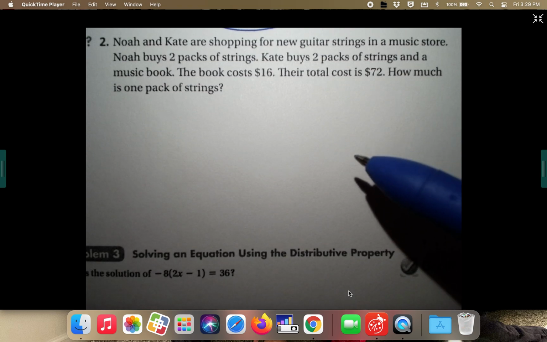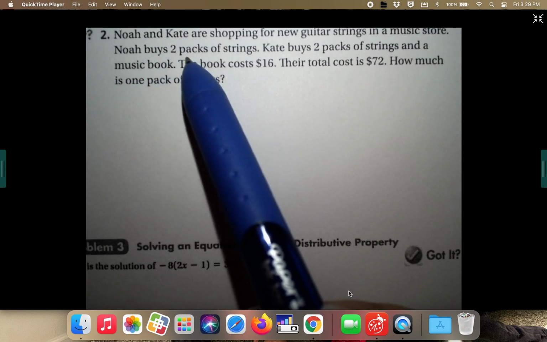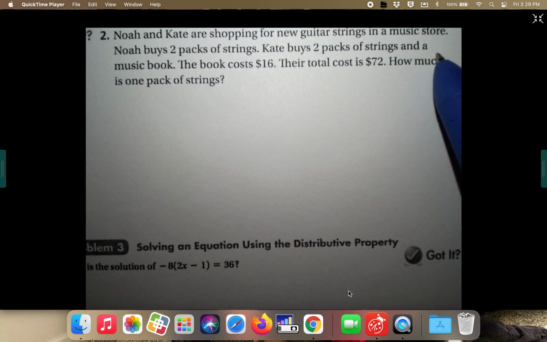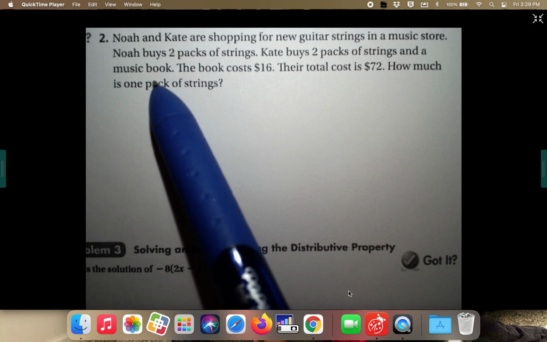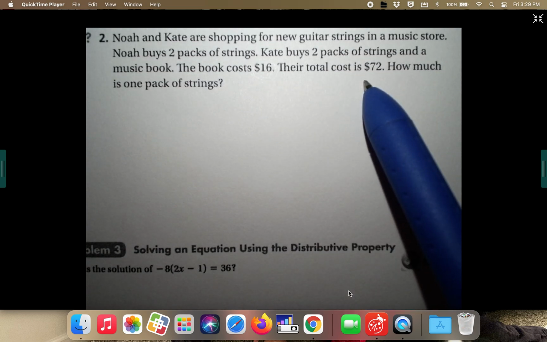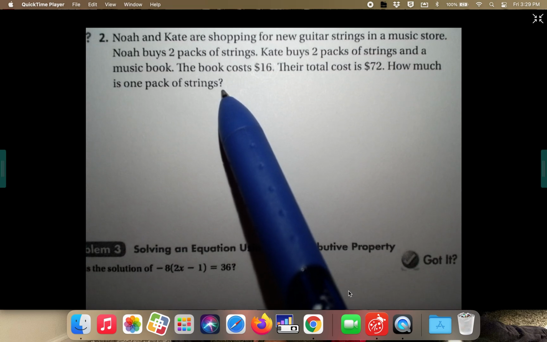All right, Noah and Kate are shopping for new guitar strings in a music store. Noah buys 2 packs of strings. Kate buys 2 packs of strings and a music book. The book, we know, costs $16. Their total is $72, so how much is a pack of strings?